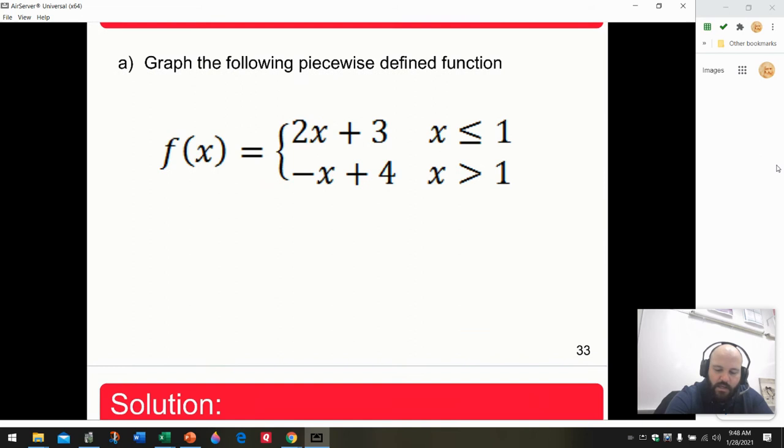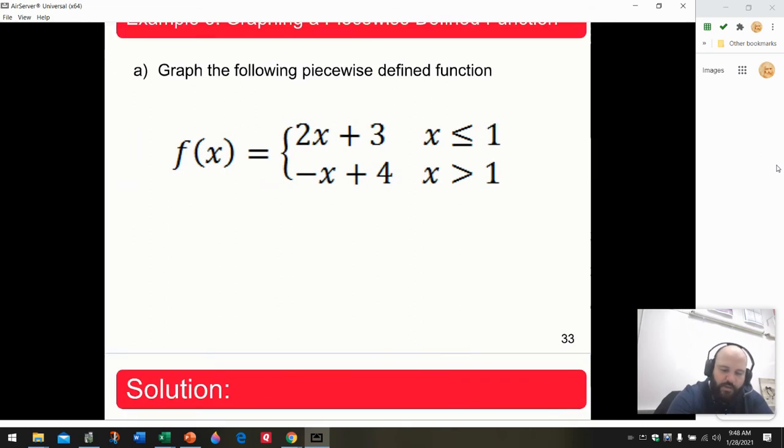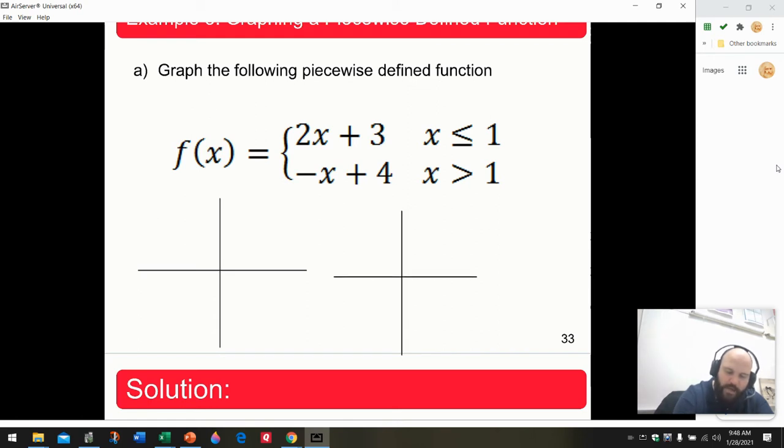Okay, so I'm going to start by showing you what this piecewise defined function would look like if it were just two separate functions. This is not how I would normally go about graphing these, but I'm doing it this way so you understand why the graph looks like it does. So I'm going to have two different coordinate planes at first. I'm drawing my first one, drawing my second one. I'm going to graph the 2x plus 3 over here, and then I'm going to graph the negative x plus 4 over here.